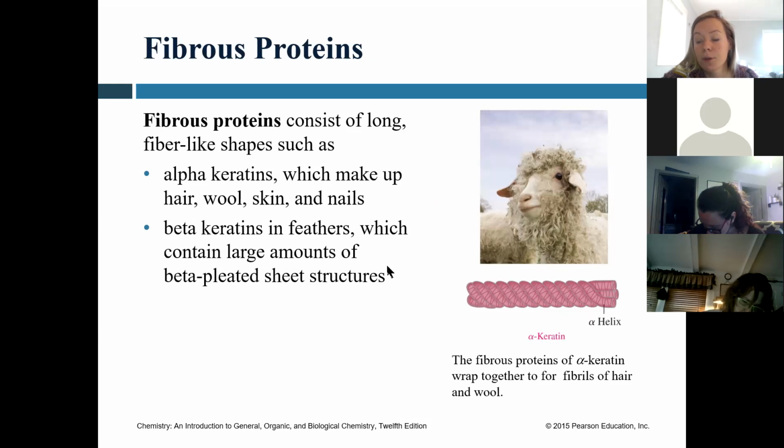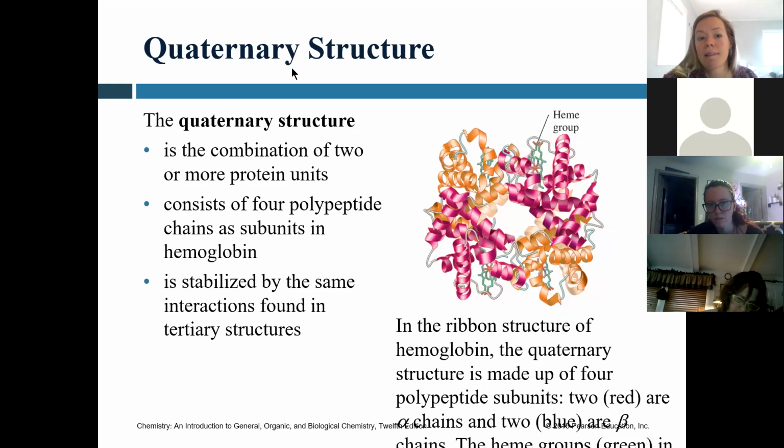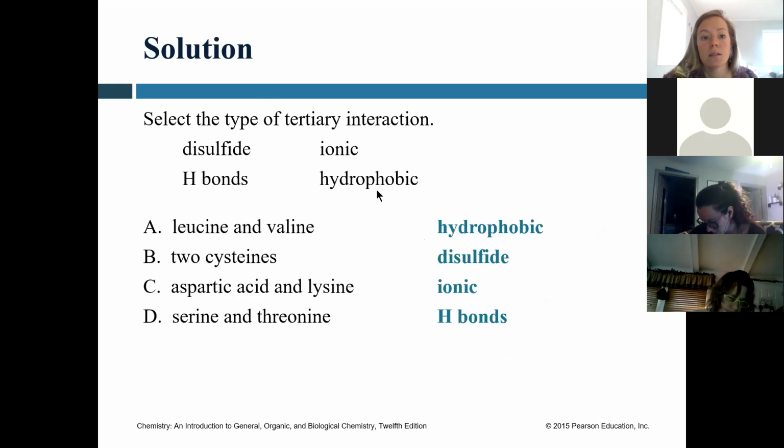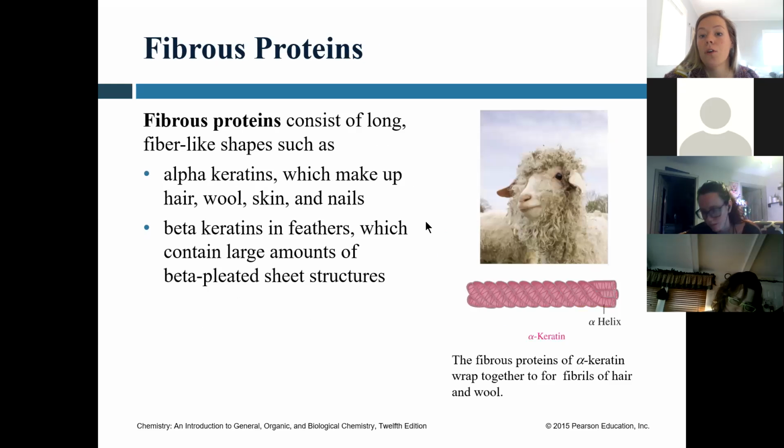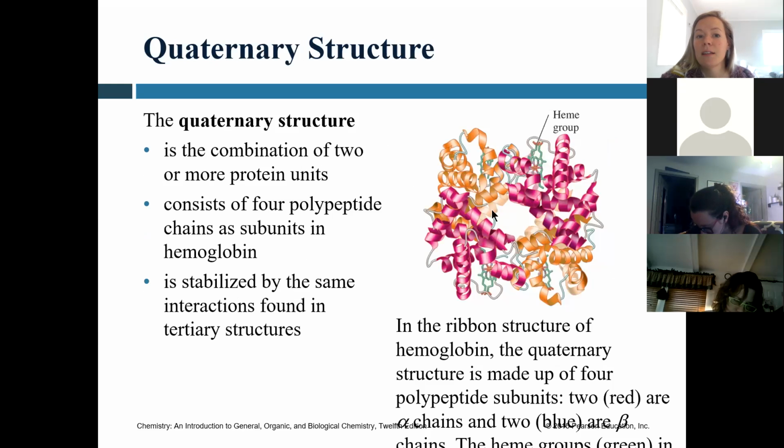So if it isn't enough that we have three structures to layer on top of each other, we do have a fourth structure, the quaternary structure. The quaternary structure is just the combination of two or more protein units. Hemoglobin consists of four polypeptide chains as subunits in a sort of hemoglobin blob. It is stabilized by the same interactions found in tertiary. So anything that you found in tertiary structures, the disulfide bonds, the ionic, the hydrophobic, hydrophilic, all those apply here.